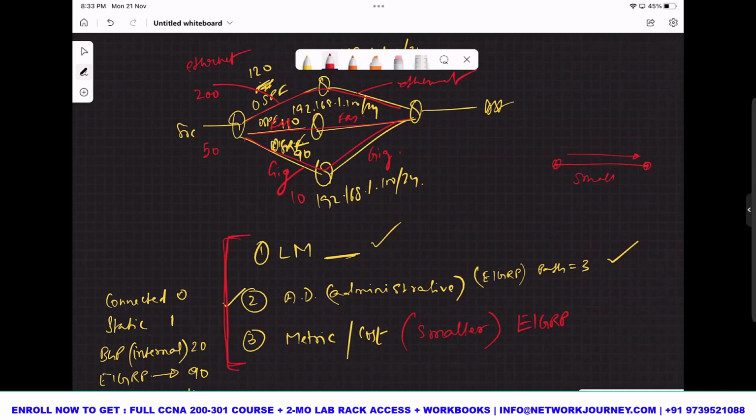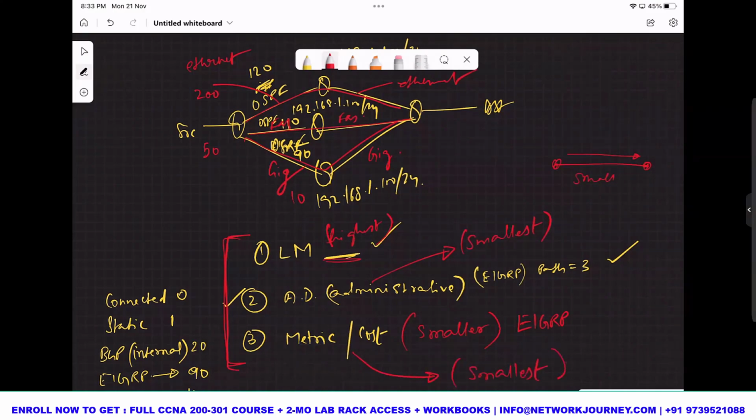In the case of longest match, the highest wins, the highest CIDR prefix wins. In the case of AD, the smallest wins; a smaller AD is more trustworthy. And in the case of metric, it's again the smallest that wins.